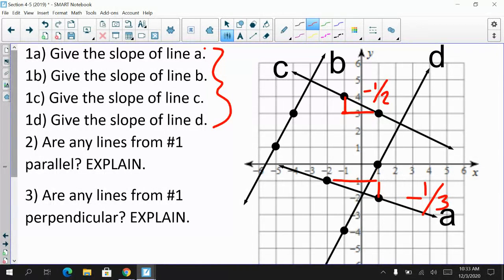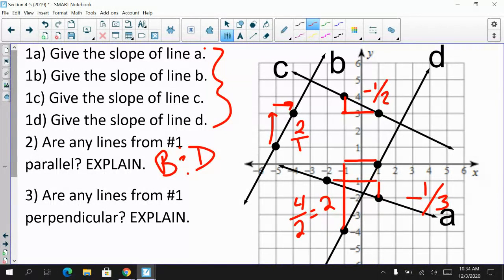Line C, I actually did these out of order. I just did C. So let's go back here and do B. Rise over run. I'm going up 2, right 1, so I have a slope of 2/1, or just 2. That line is going uphill, so it's positive. And then my last one here for D, I'm going up 4 and right 2. So I have a slope of 4/2, which reduces to 2/1, or 2. So if you notice, line B and line D have the same slope, so they are parallel.